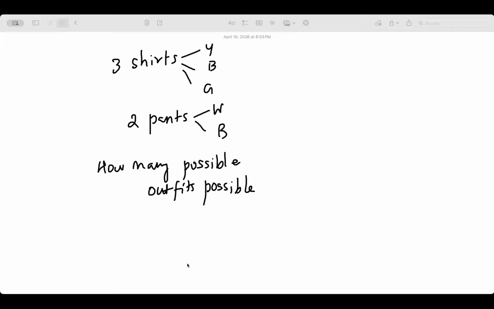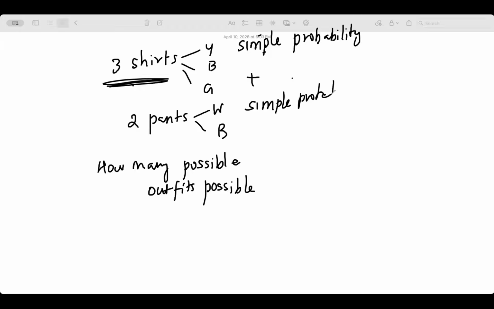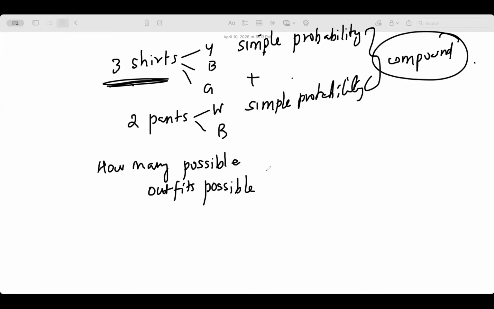How many possible outfits can I make? First of all, I'll choose the shirt. When you decide on sample space or think about probability, picking one shirt out of the 3 shirts is simple probability. But here you are doing 2 simple probabilities. Do you see? So that becomes a compound probability, because there are 2 events. Now, how many possible outfits are possible?